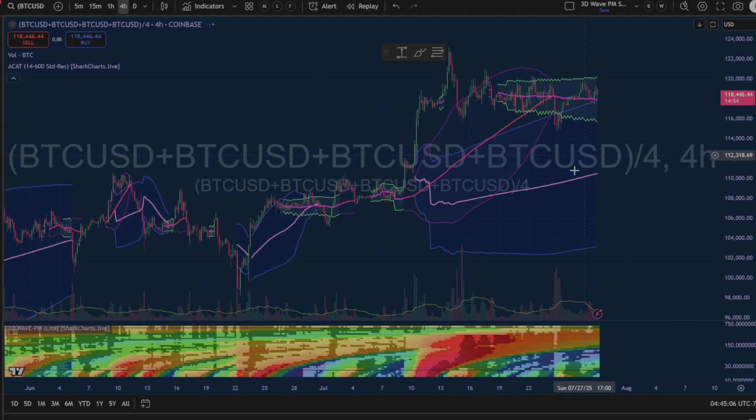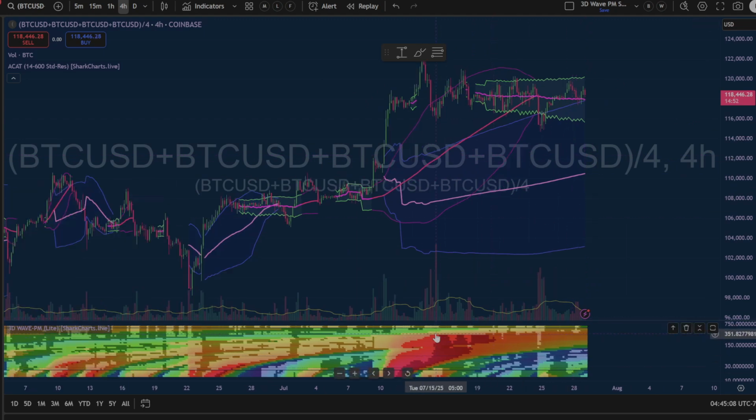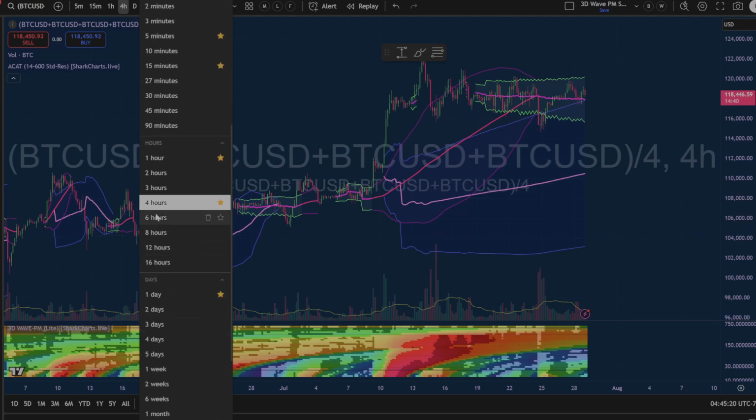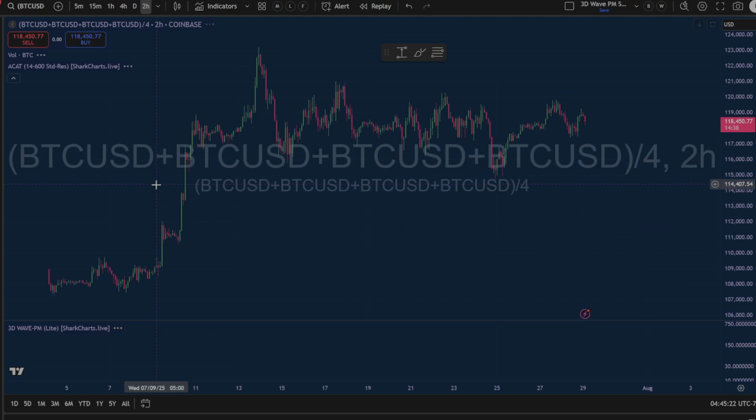Beautiful. Now we are getting some odd clouding here, and that makes me want to take a look at a better resolution. Can you give me the 2-hour chart?